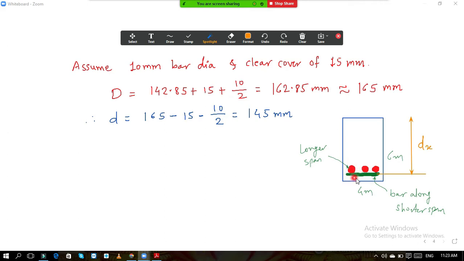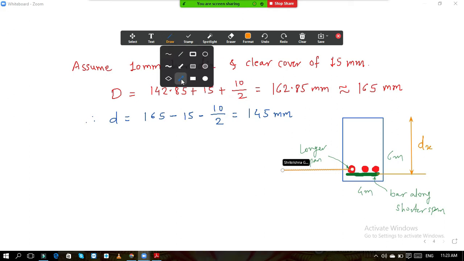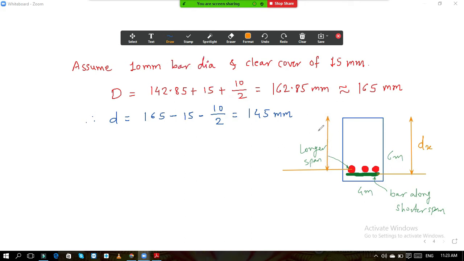At the bottom first the shorter direction bars will be there, and on top of them the longer direction bars. And if you want to find out the effective depth of longer direction, then you need to go up to the center of this bar. Okay, the center of this bar. So this will be your effective depth in longer direction. I will call this dy.